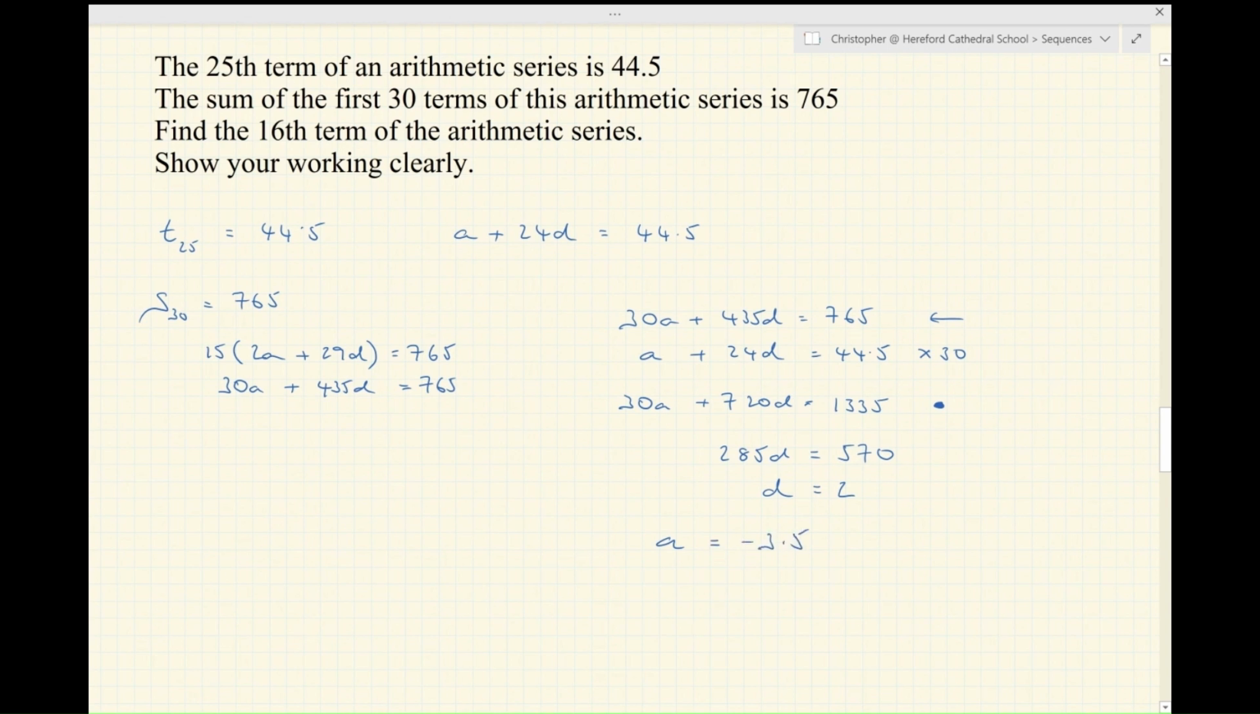So now I've found a and d, and I'm asked to find the 16th term. So the 16th term will be the first term, minus 3.5, plus 15 of the differences, 15 times 2, which is minus 3.5, plus 30, which is 26.5.